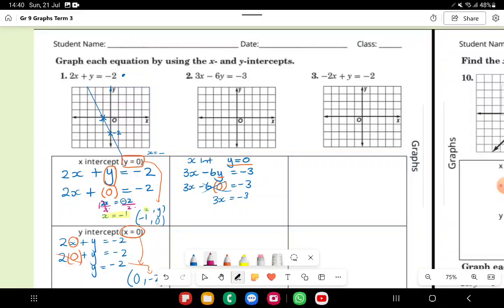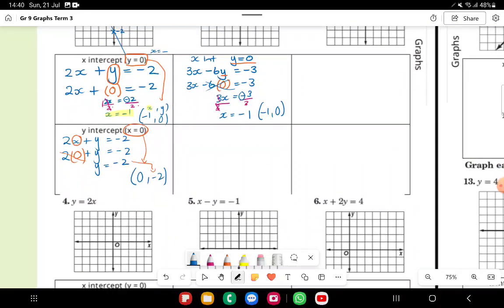Get rid of this 3, so divide by 3 on both sides. Those two cancel, and x is equal to -1. Don't forget that minus sign. Coordinates are going to be -1, 0. Let's do the y-intercept.